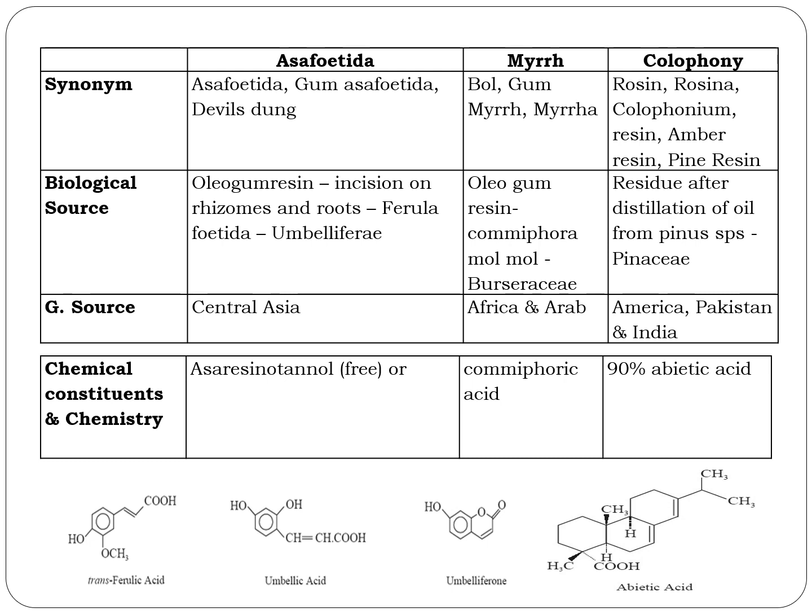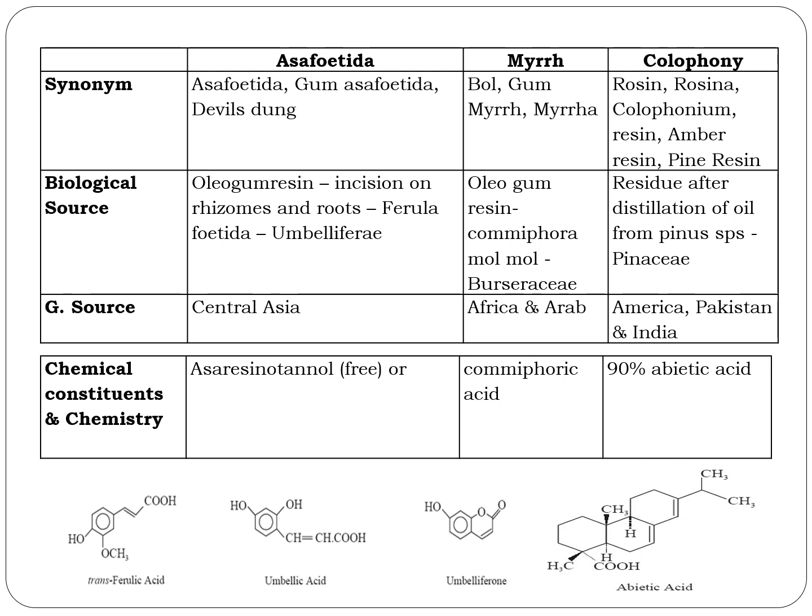Coming to myrrh, it is commonly called bola, gum myrrh, or mirra. It is an oleogum resin which is obtained from Commiphora molmol, belonging to the family Burseraceae, and this plant is widely distributed in Africa and Arabia. It consists of a chief constituent known as commiphoric acid.